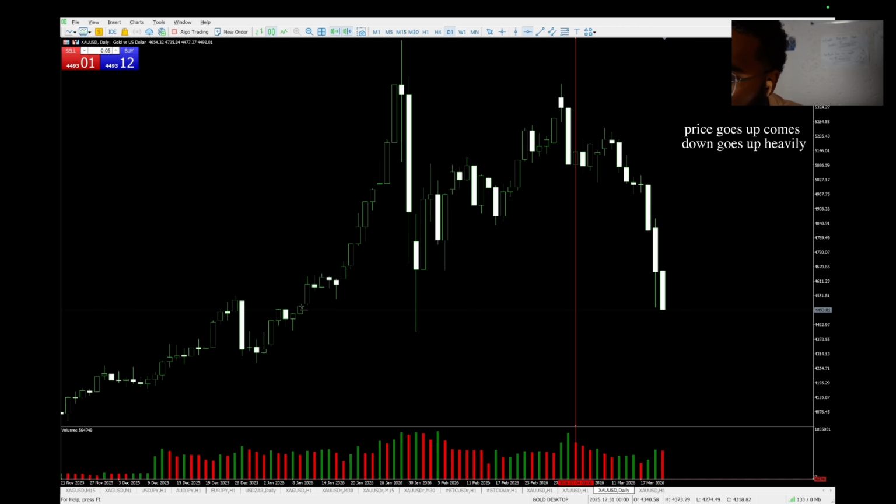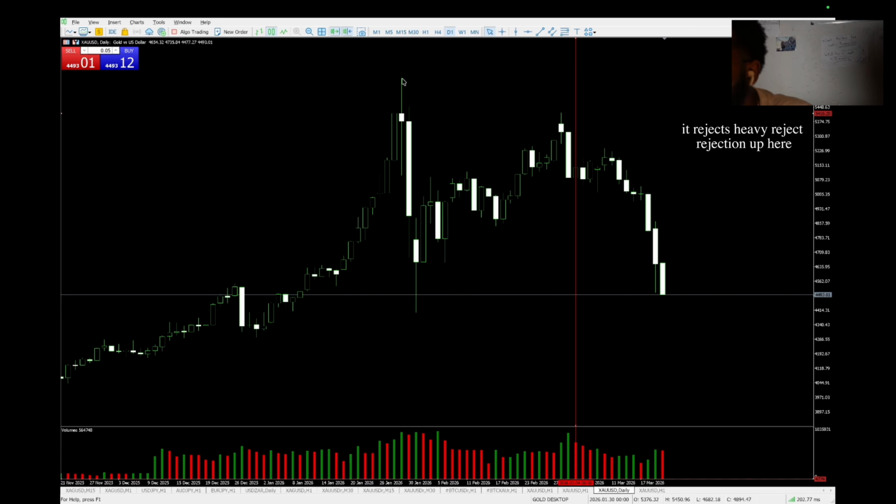Price goes up, comes down, goes up heavily. From this level it spikes down. It rejects, heavy rejection up here. It closes there. It breaks down. Something stops it because from this massive sell-off, something stopped it right there. You see the difference, there was a fair value gap right there on the daily time frame. That's significant. That's a significant area.